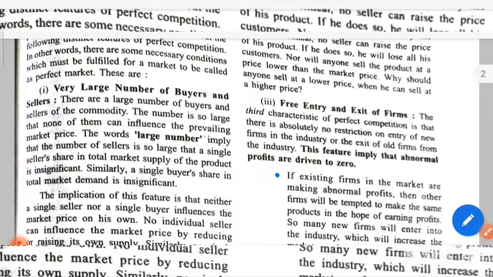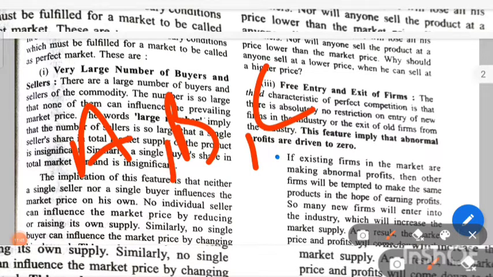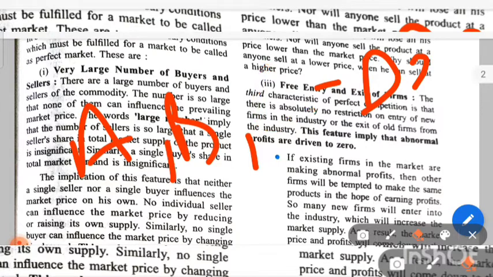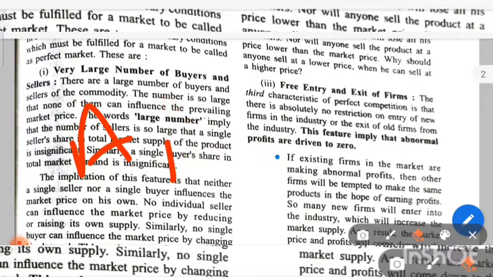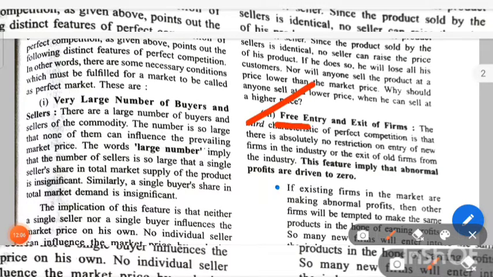Free entry and exit means any firm can join the market. For example, let us take the example of firms A, B and C. Now if D wants to enter, he can enter, as he is a new firm in the market. So there is free entry for any firm in the market, and free exit. If anyone wants to leave the market, they can do so. This is another feature of perfect competition, free entry and exit. Anyone can join the market, anyone can leave the market.